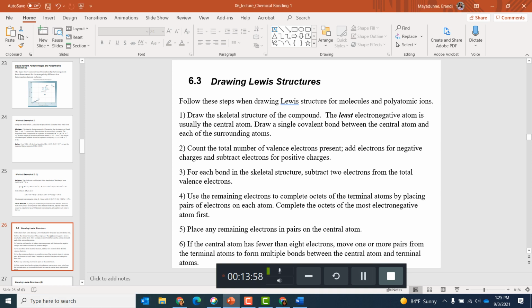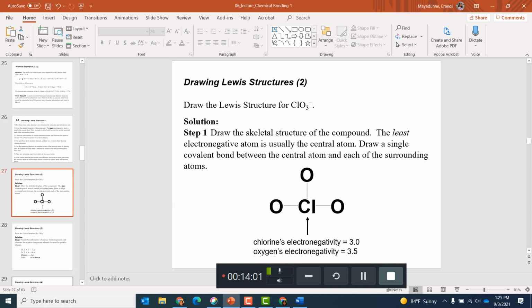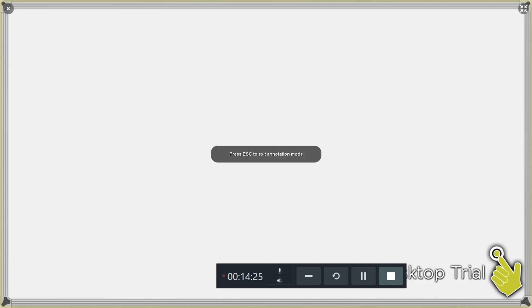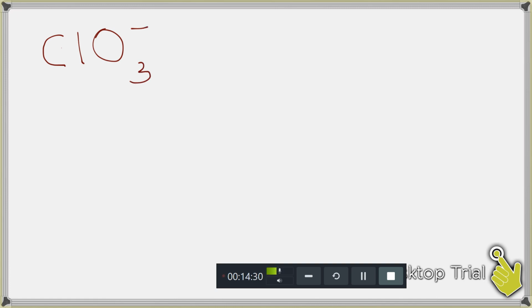So let's see in practice how you draw Lewis structures. I have to draw the Lewis structure for the chlorate anion. So let me get a new sheet. My Lewis structure is chlorate. Now, my first step is to identify the center atom.